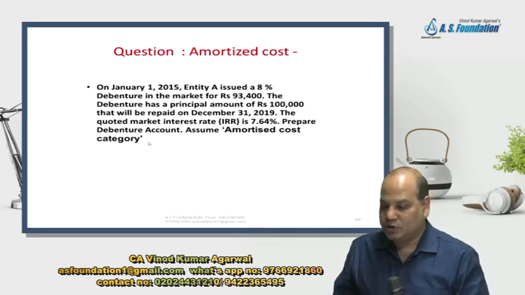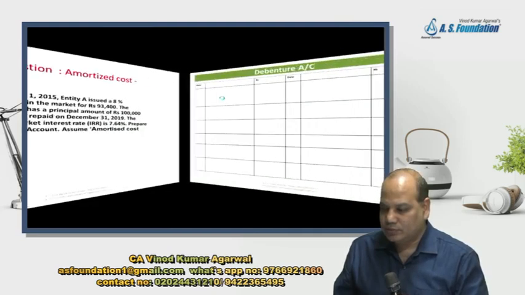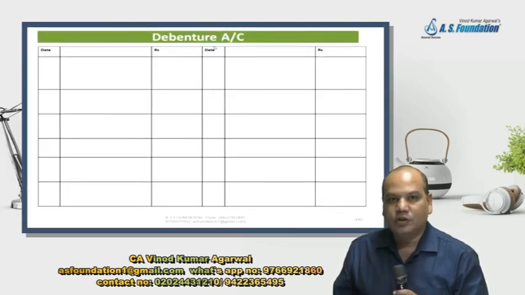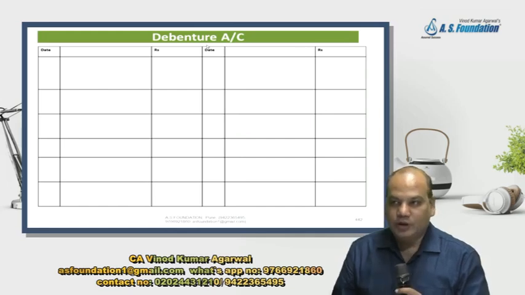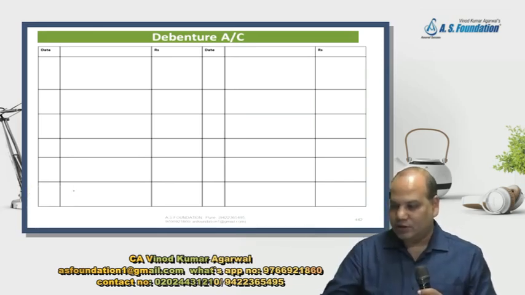Under this standard, you have to pass the entry. So you will first pass the entry. Write the format first in the notebook. In the books of entity A, the issuing company, debenture account. A little fast, be active. In 30 seconds we have to finish it.